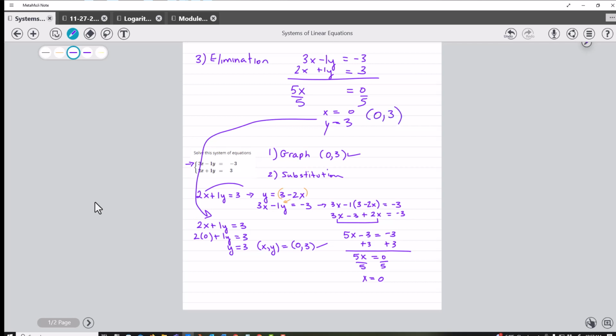So elimination is pretty cool because it can be pretty fast, but sometimes, if these aren't opposites of each other, you have to multiply by something to make them opposites. All right, we'll continue on with these.